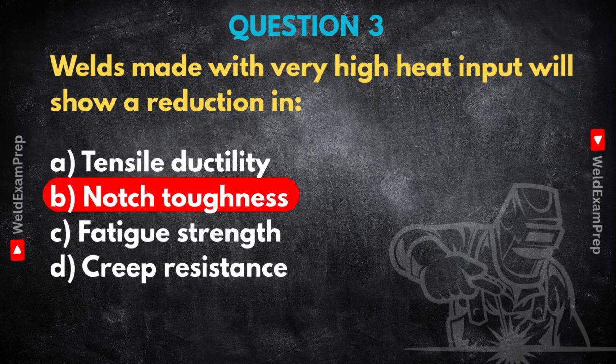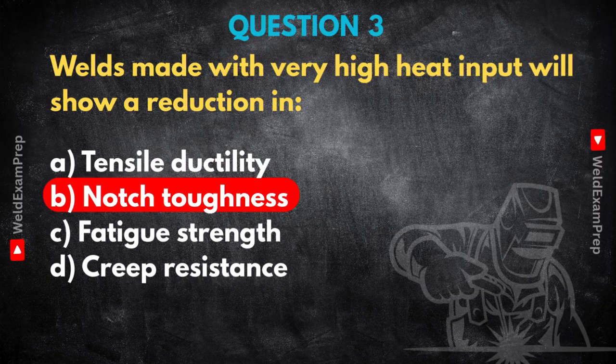Notch toughness. Okay, that term might not be front of mind for everyone, but it's incredibly important for structural integrity, isn't it? Especially in tough conditions. And hearing that high heat input actually reduces it, well, it feels a bit backward. You think more heat, stronger welds, maybe. But you're saying it actually makes it more brittle where it matters most. Can you unpack notch toughness for us and why too much heat harms it?